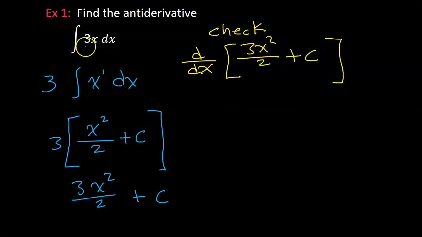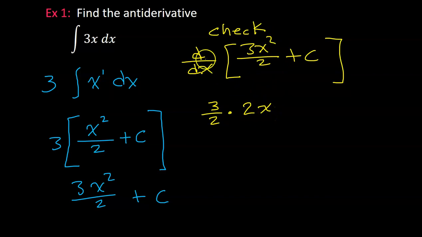And see if we get 3x back again. So first of all, we have the power rule. If I take the derivative of 3 over 2 x squared, I'm going to leave the 3 over 2 alone for a minute. But the power rule, I'm going to take this 2 and put it in the front. And then I'm going to decrease by 1. So the 2 goes in the front, and I'm left with x.